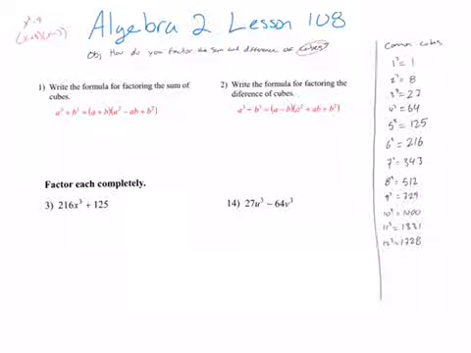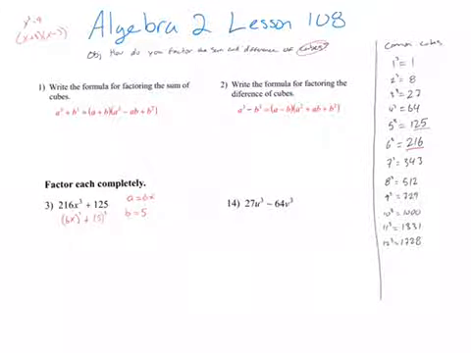So let's see if we can factor this. And over here on the right, if you haven't noticed, I've put some common perfect cubes. So I'm going to rewrite this. This is number 3. 216 is right here, which is 6 cubed. This is going to be 6x cubed plus 5 cubed. So think of my a as being 6x and my b as being 5.